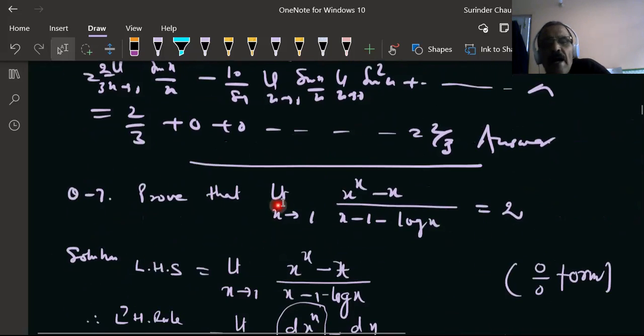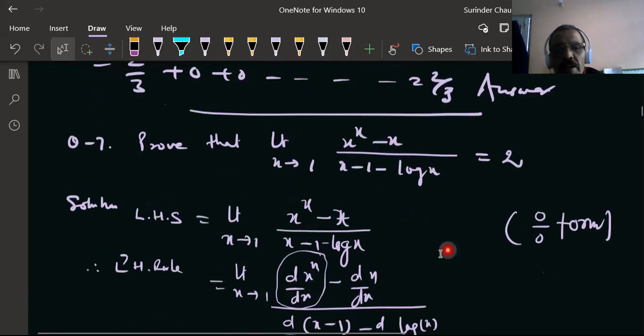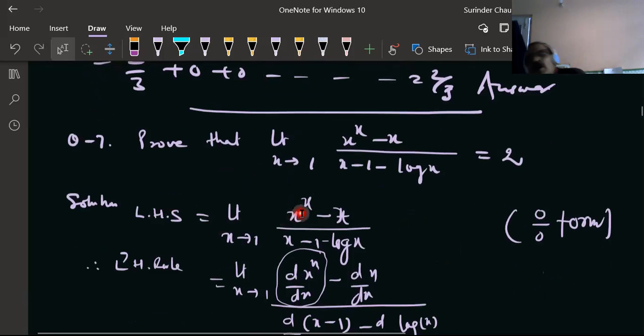Now prove that the limit as x tends to 1 of (e^x − x)/(1 − x − log x) is equal to 3. Again, taking a different side: now the variable is in the exponent, so we have to solve such a problem in a different manner. In order to check whether this is a 0 by 0 form, we put x = 1 and get 1 minus 1 upon 1 minus 1, log of 1 is 0, so it is 0 by 0.